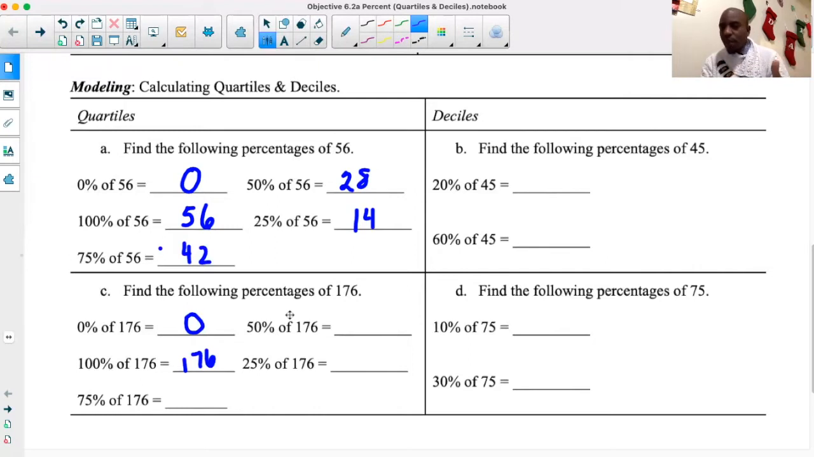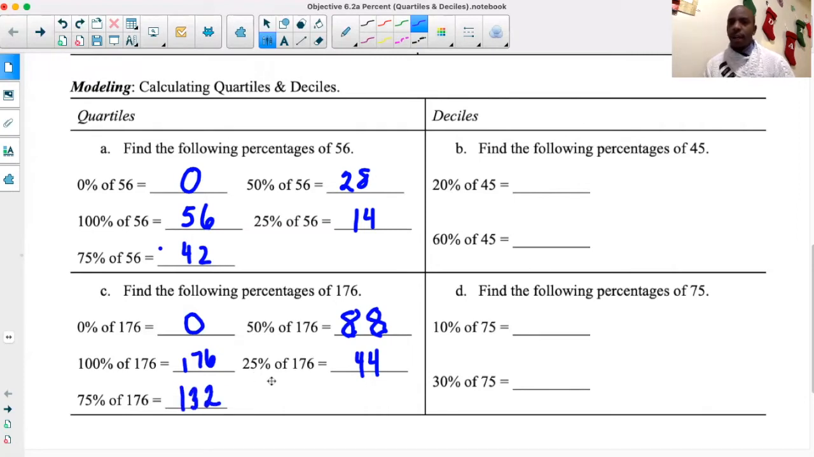So 100% we know is 176. 0% is 0, right? What is 50%? Now we remember 50% means to divide that number by 2. So on your calculator, you can say 176 divided by 2. We would get 88. So this is 88. What is 25% then? We know 25% is half of 50. So what is half of 88? That is 44. And lastly, 75%, we're going to add those two together. We're going to get 132.